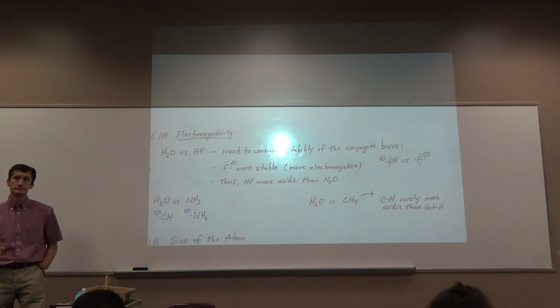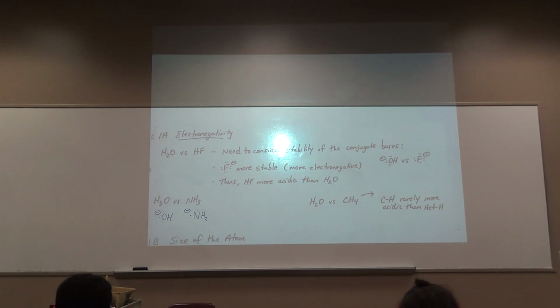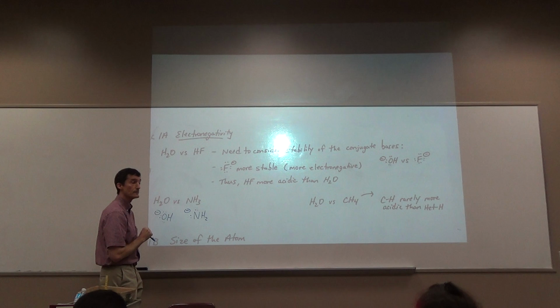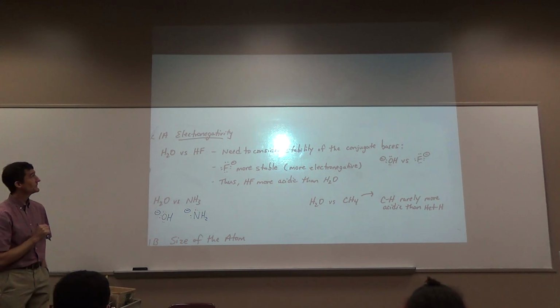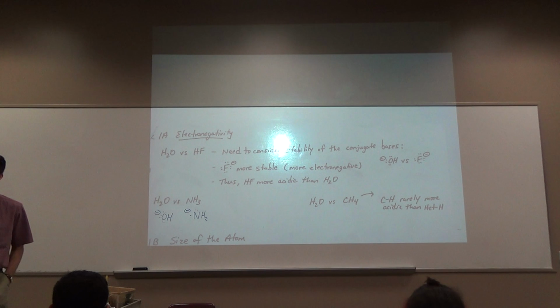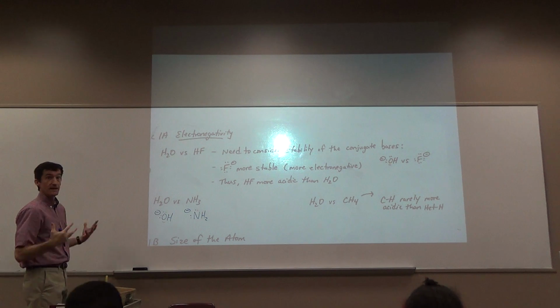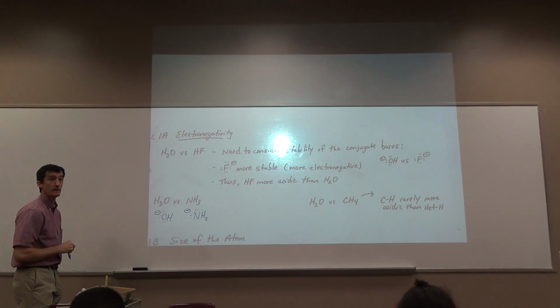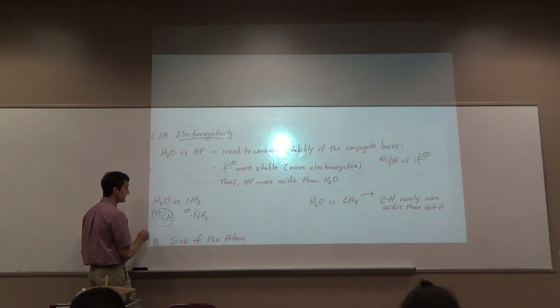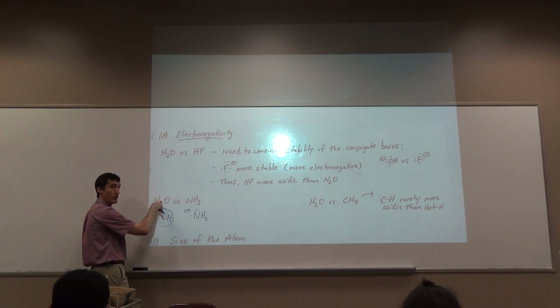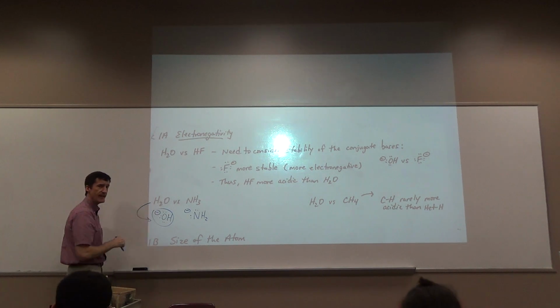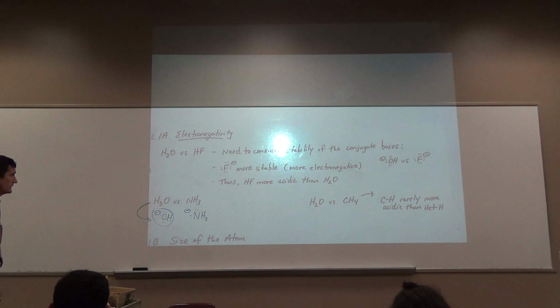Which one's more stable? O minus or N minus? O minus. Which one can handle the minus better? Oxygen. Why? It's more electronegative. We're under 1A. Okay, you know your periodic trends? It's more electronegative. It likes minus better. It's able to handle it better. It's okay being minus. This is more stable. Thus, water is more willing to come here, act as an acid and give up the proton. Okay?